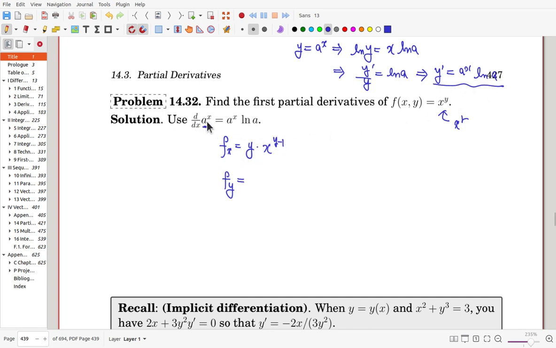Okay, we'll use the formula. So in the y direction, it is an exponential function. So its derivative must be x to the y, the function, times the logarithm of the base. So the natural logarithm, the base is x now. So that's the derivative.